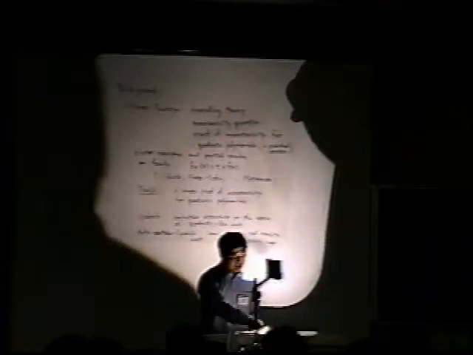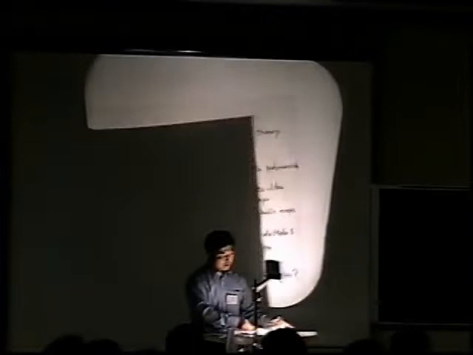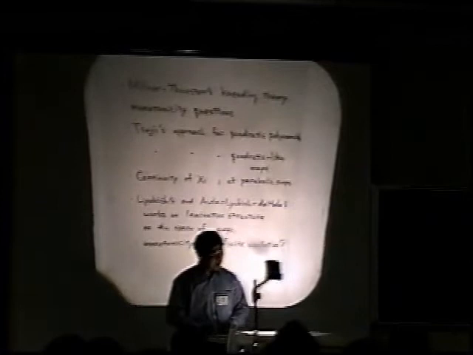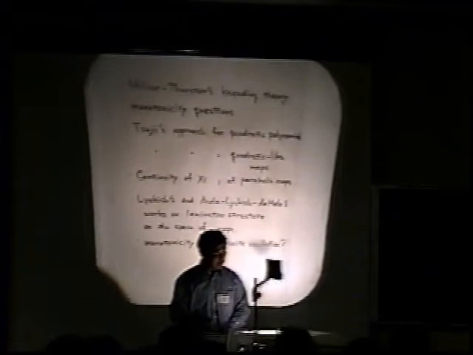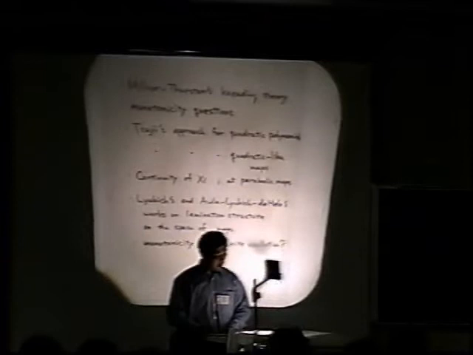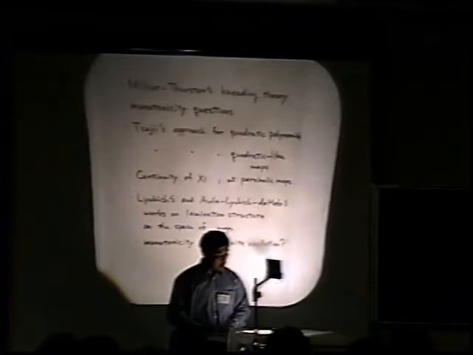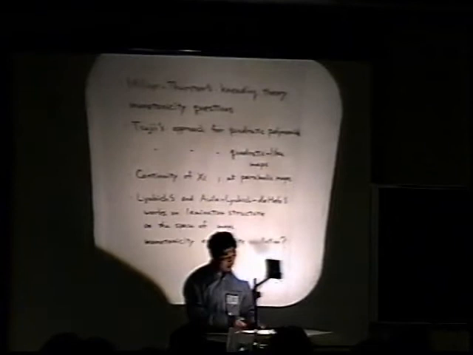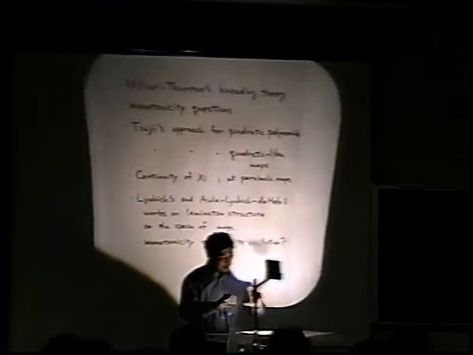So my plan is, probably many of you are familiar with the kneading theory, which was developed by Milnor and Thurston, but I'll say a few words about that. Then I mention the monotonicity question, the simple ones, the more complicated ones, and I talk about Tsujii's approach for quadratic polynomials and also for quadratic-like maps. And there's one invariant function which appears in Tsujii's approach, and my work with Tsujii was concentrated on the continuity of such a functional at the parabolic maps. And at the end, I'd like to mention some connection with Lyubich's result and the Avila-Lyubich-de Melo result on this lamination structure in the whole space of unimodal or quadratic-like maps.